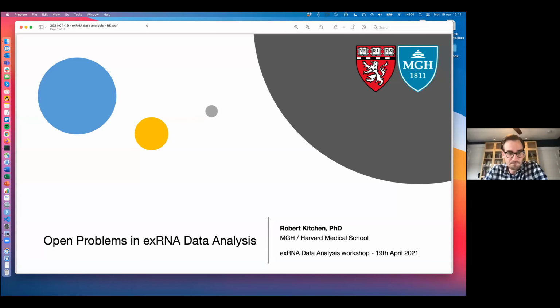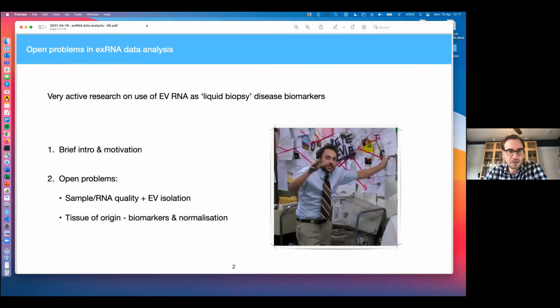I'll kick off by talking a little bit about analysis of extracellular RNA, which is a very active research area, as we all know. I'll give in this talk a very quick intro, given that I'm the first up, into what it is that we're talking about when we say EVs and exosomes, and why they're useful, especially for molecular diagnostics, and then talk about open problems. And there are more than this.